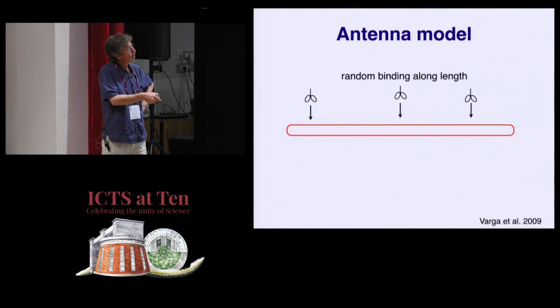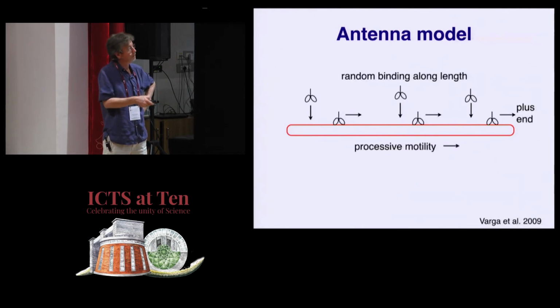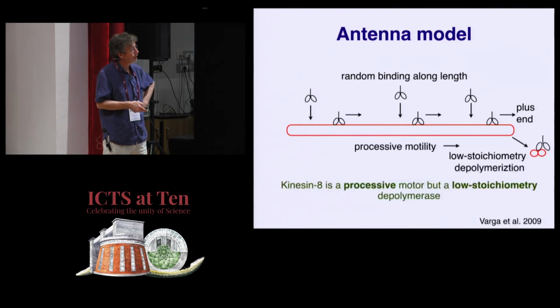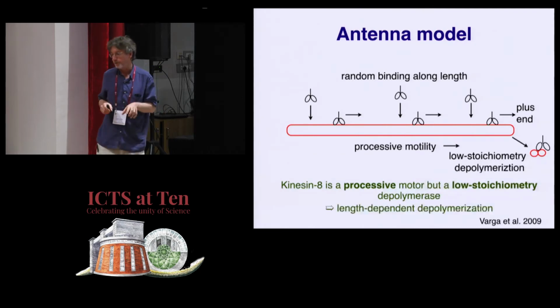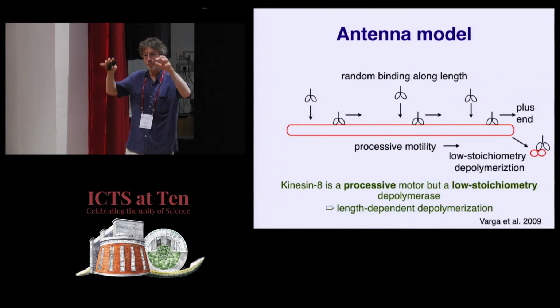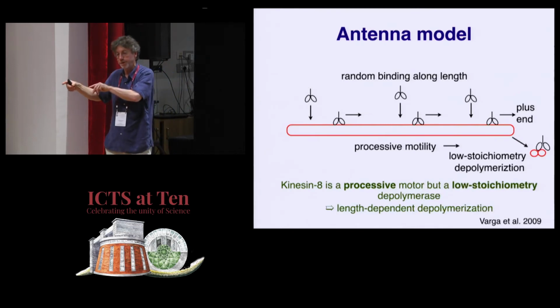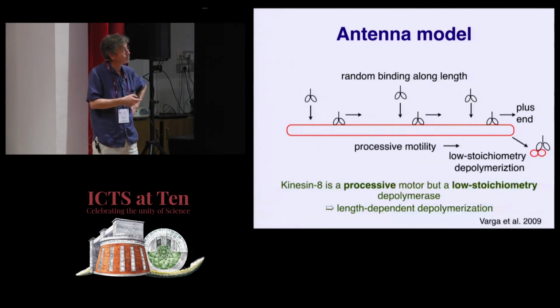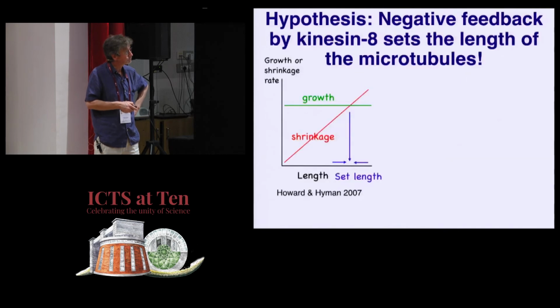So motors bind randomly along the length. They move to one end, the so-called plus end of the microtubule. Microtubule is a polar structure. And then they just remove a single tubulin dimer from the end. And this combination of a processive motor and a low stoichiometry depolymerase gives you this length-dependent depolymerization, because the longer the microtubule, the more motors land on it, the more that get to the end, the more tubulin dimers get taken off the end of the microtubule. And so this explains the length dependence.